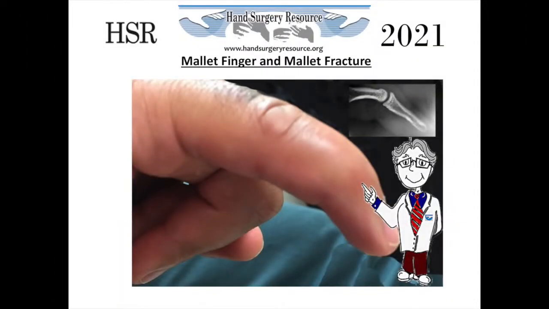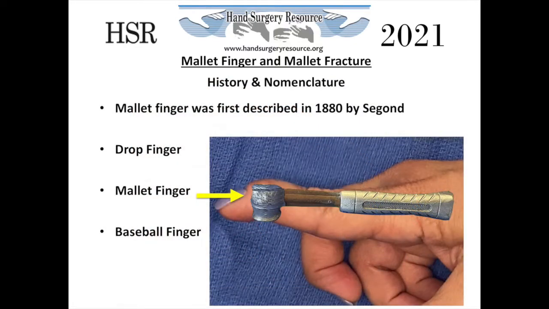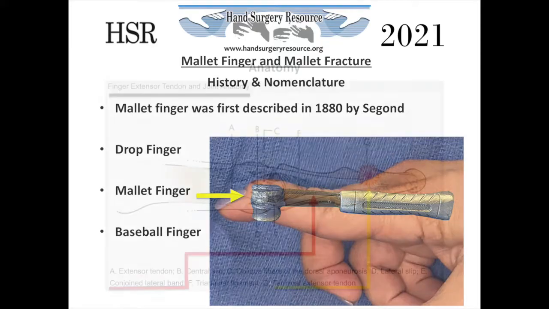Welcome to Hand Surgery Resources YouTube video on mallet finger and mallet fracture. Mallet fingers were first described in 1880 by Sagan. The mallet finger has been described as a drop finger, mallet finger because of the mallet appearance of the end of the finger after injury, or baseball finger because of the propensity to injure the tip while playing baseball.